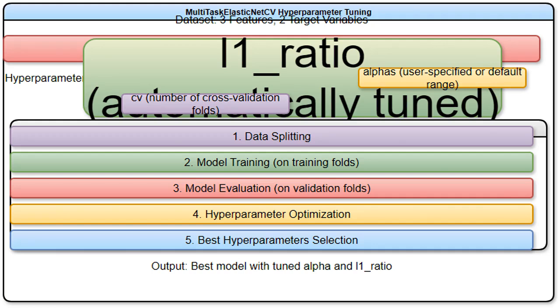Another setting that helps prevent overfitting to data. It controls the mix between L1 and L2 regularization. The model automatically determines the best value, balancing simplicity and accuracy.